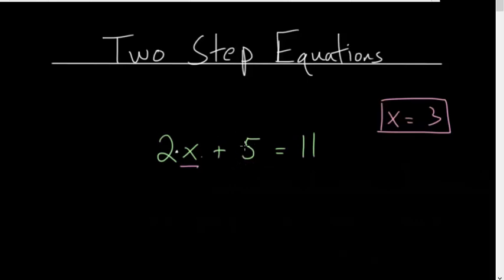So how do I cancel out addition? Well, I can subtract, and I'll just subtract 5 from each side. When dealing with addition and subtraction, you just have to subtract or add the same amount to both sides.